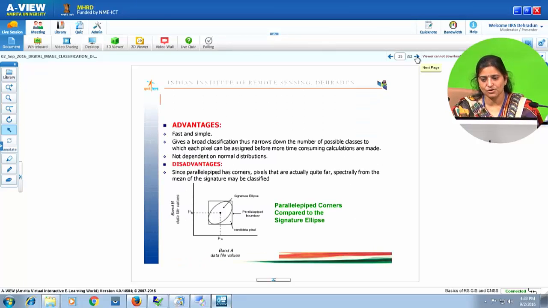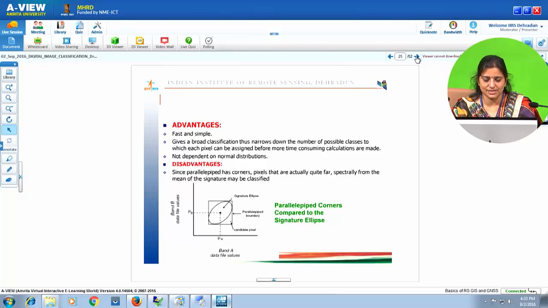The advantages of this classification algorithm are that it is very fast and simple. It gives a broad classification, thus narrows down the number of possible classes to which each pixel can be assigned before more time-consuming calculations can be made. It is not dependent on the normal distribution of the data.